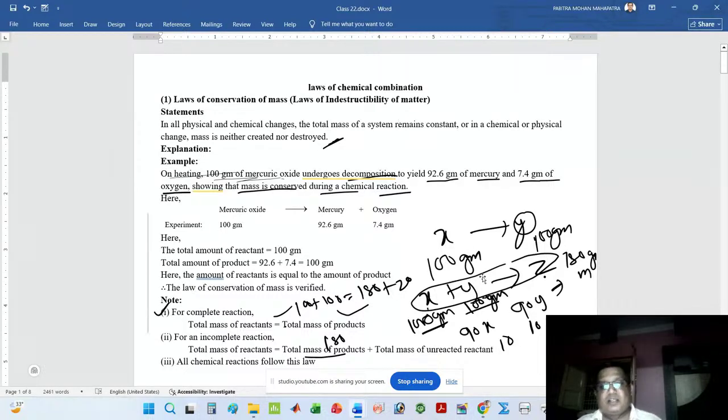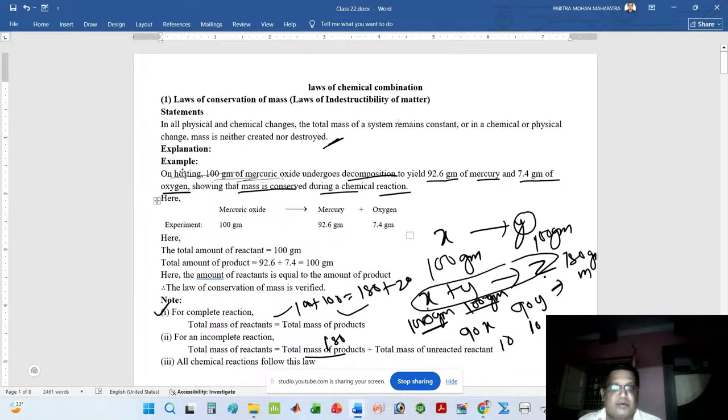Here no new mass is created. Here no mass is lost. So this is called the law of conservation of mass. Since there is no creation of any mass, no destruction of any mass, the total mass is conserved, the total mass remains constant. So this is called the law of conservation of mass.